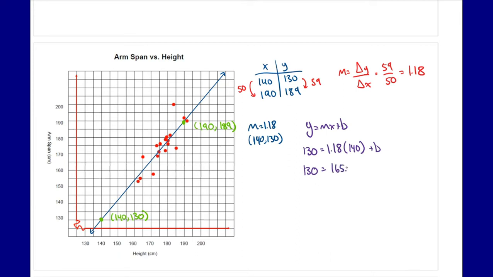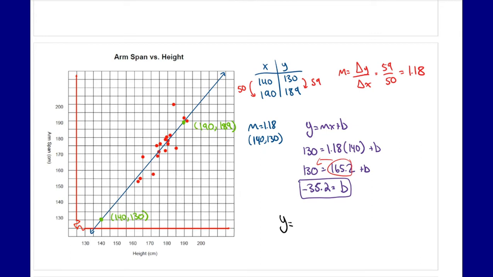So 165.2 plus b. This value we're going to move to the other side. When we do that, we end up subtracting, and we get negative 35.2 equals b. Now we have enough information to come up with our equation.